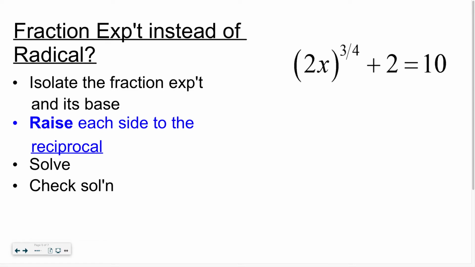Basically, the rules are still the same. I say isolate the fraction exponent and its base. That's basically the radical part of it, right? Whatever the fraction exponent is touching, isolate that.